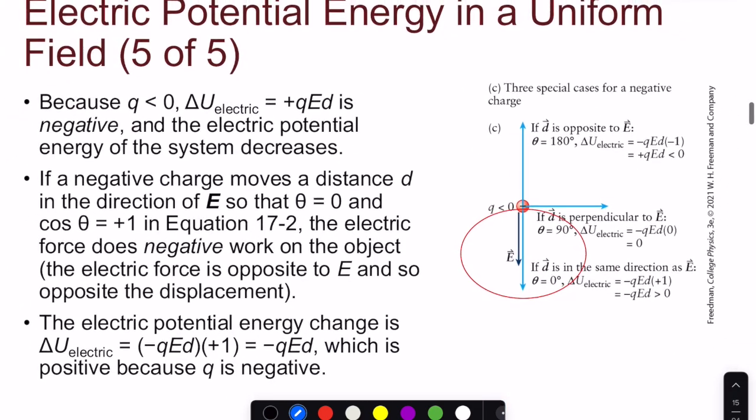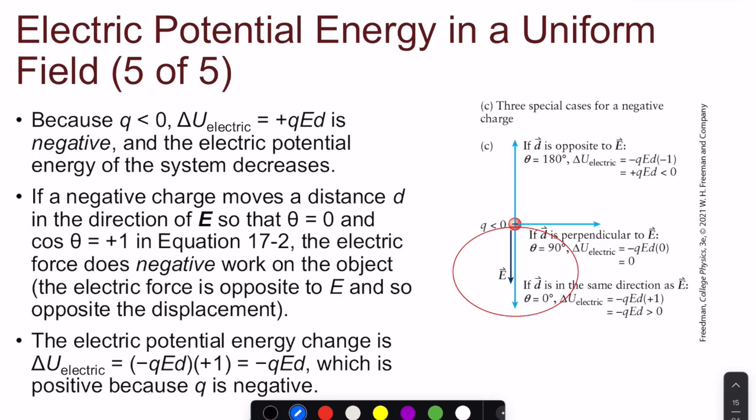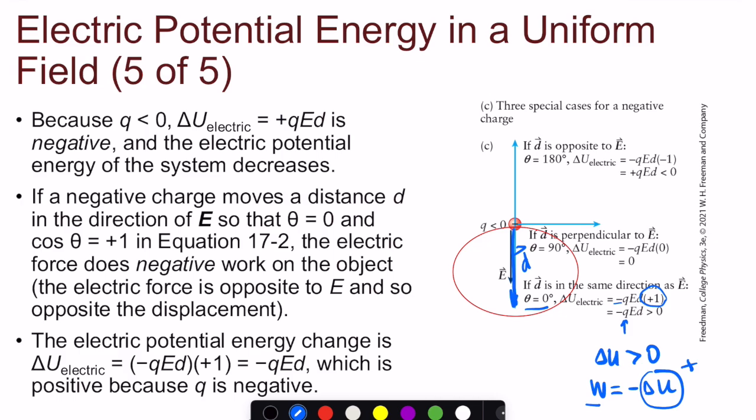Now, if this negatively charged particle is moving with the electric field, so our displacement vector is in the same direction as E, cosine of 0 is 1. We have our negative sign, which is part of the definition, and embedded in Q is another negative sign. Those two negatives will cancel, and what we get is a change in potential energy that is greater than 0. And if work equals negative delta U, and this term is positive, then the work done is going to be negative because of the negative sign that comes with the definition.